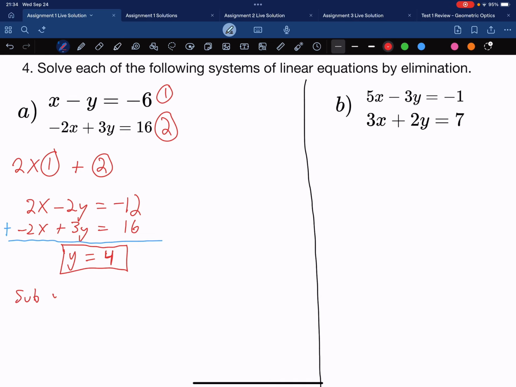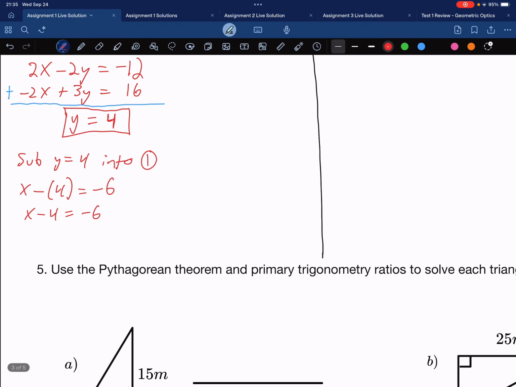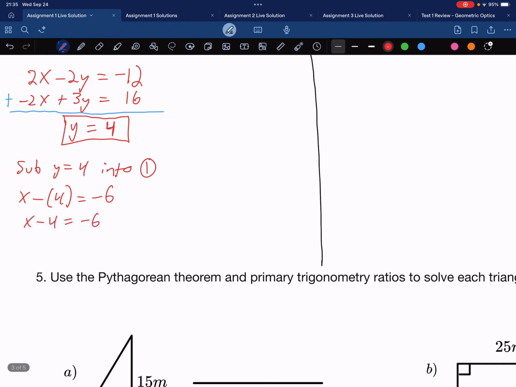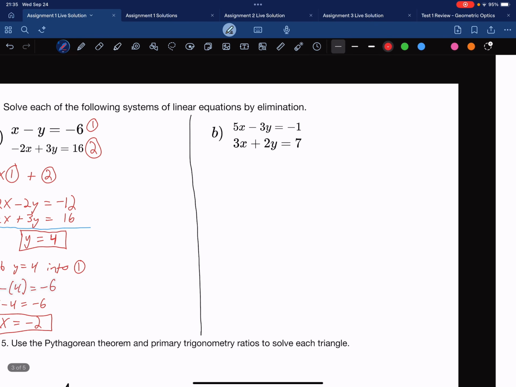Now we can sub y equals 4 into... I'll choose equation 1. Into equation 1. So I get x minus... and we sub in 4 for y. Equals negative 6. So that is x minus 4 equals negative 6, and add 4 to both sides. X equals negative 2. So that is A done using elimination.